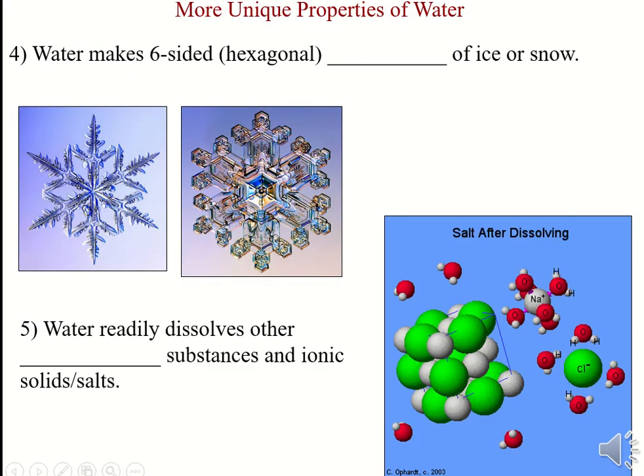Another unique property of water is the hexagonal, six-sided shape of crystals in ice or snow. If you've ever made a snowflake as a kid, you've seen this, or if you've ever looked up close at a snowflake, you'll see that it has this unique ability. And this is all due to the hydrogen bonding and the polarity of water.